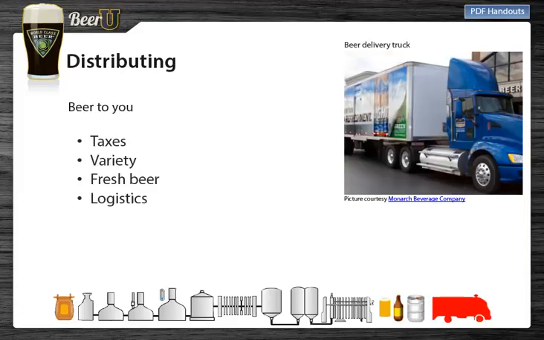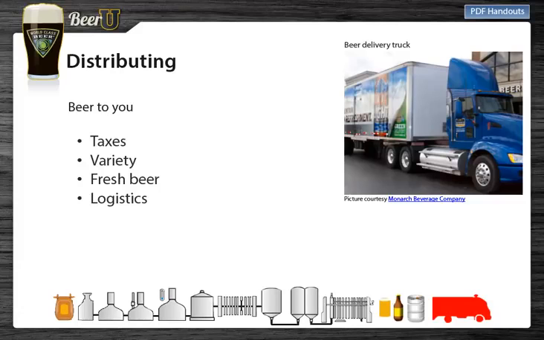The last step in the brewing process is getting the beer to you, the beer consumer. In some cases, consumers can visit a brewery tasting room and drink fresh beer right where it's brewed. But more often than not, people will drink beer in bars, restaurants, sporting arenas, or perhaps they just want to drink a beer at home. That's where distributors come into the picture.